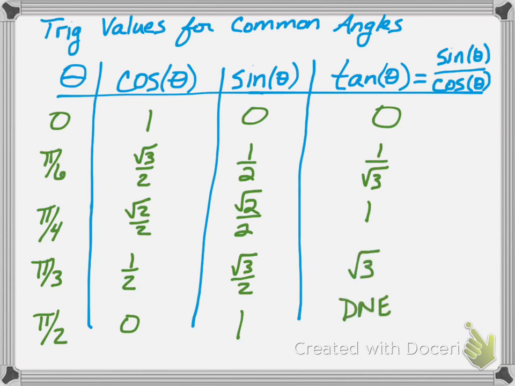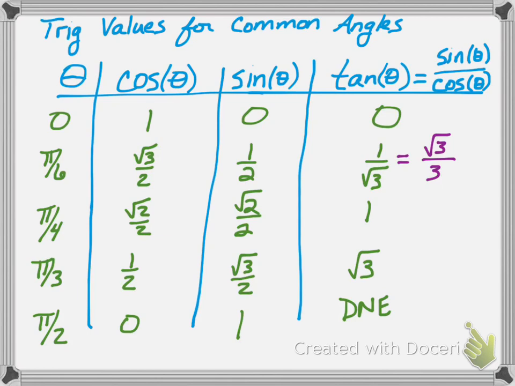of our two columns, and we find that tangent of 0 is equal to 0. Tangent of pi over 6 is 1 over the square root of 3, and that's the same as, if I rationalize the denominator, the square root of 3 over 3. Tangent of pi over 4 is equal to 1. Tangent of pi over 3 is equal to the square root of 3. And tangent of pi over 2 does not exist because our denominator would be 0.